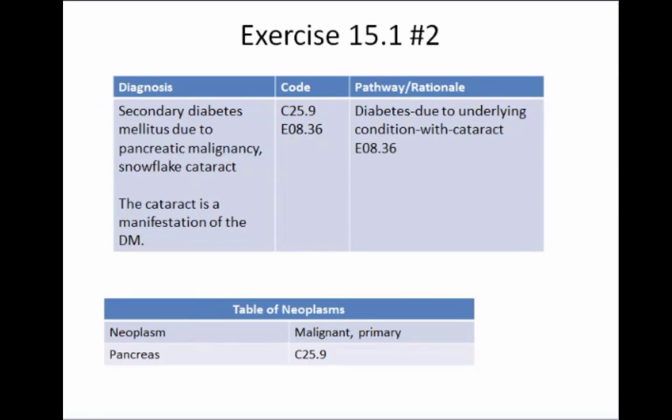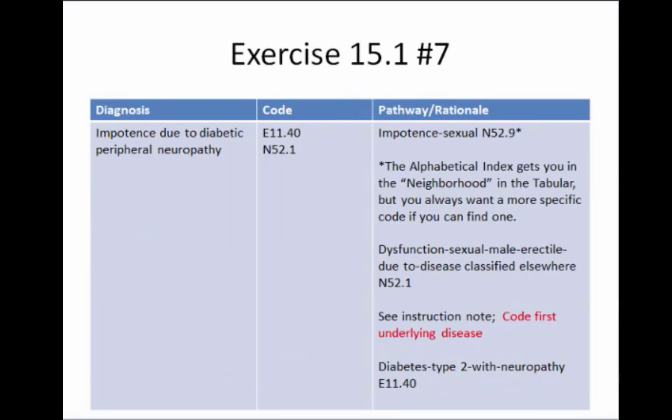Okay, let's look at the next one. This is exercise 15.1, number 7. And I wanted to use this one just to have you be mindful to always use the more specific code. If we look up impotence in our alphabetical index, we get the N52.9 code. The .8 and .9 are both more non-specific than the characters 0 through 7. So even though the alphabetical index gets us in the neighborhood in the tabular, you always want a more specific code if you can find one.